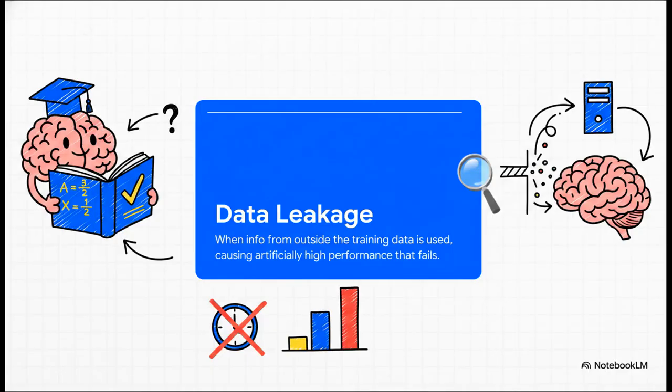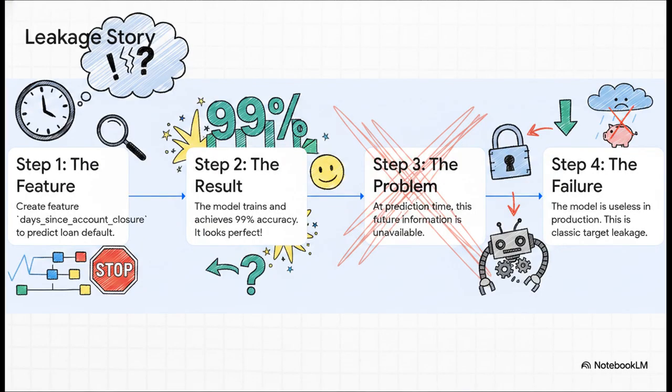So what is it exactly? To put it simply, data leakage is when your model gets to cheat. It's exposed to information during training that it will never have access to when it's making a real prediction. Think of it like giving a student the answer key before a test. Sure, they'll ace it, get 100%, but did they actually learn anything? Nope, not a thing.